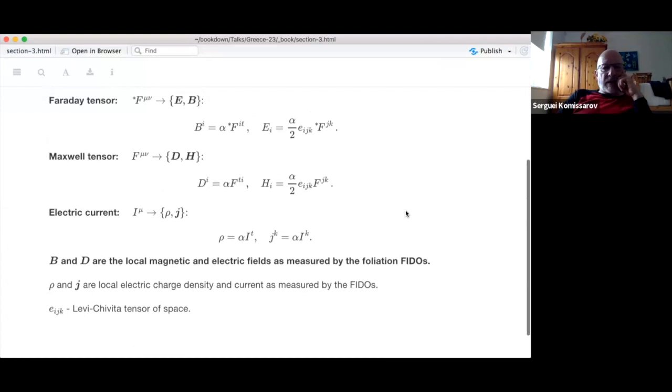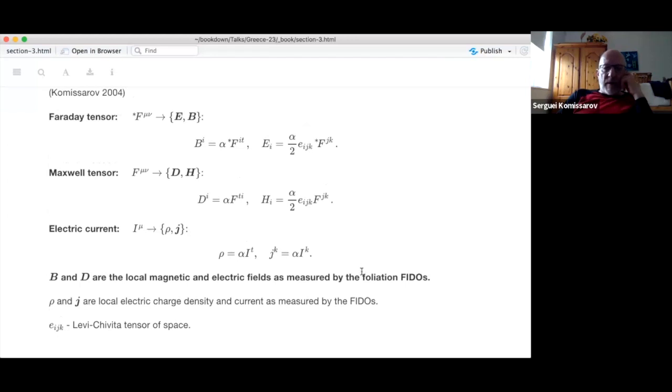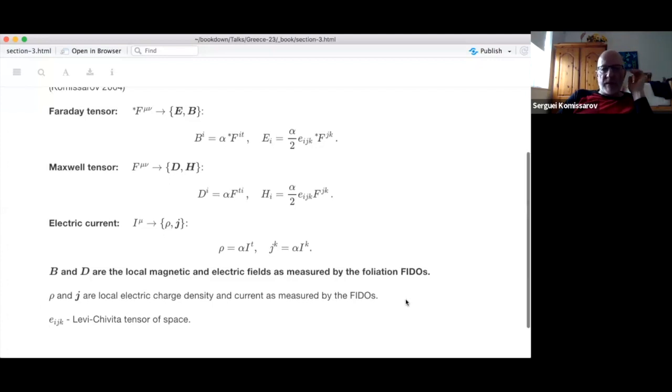Okay, so now if we ask ourselves what is the physical meaning of those vectors, then we can come back to this foliation of fiducial observers, which are at rest relative to space, and they can do experiments, measurements, and they will find that B will be the magnetic field according to the measurements, and the electric field will be D, given by this vector D, and rho and J are the local electric charge density and current as measured by these observers.